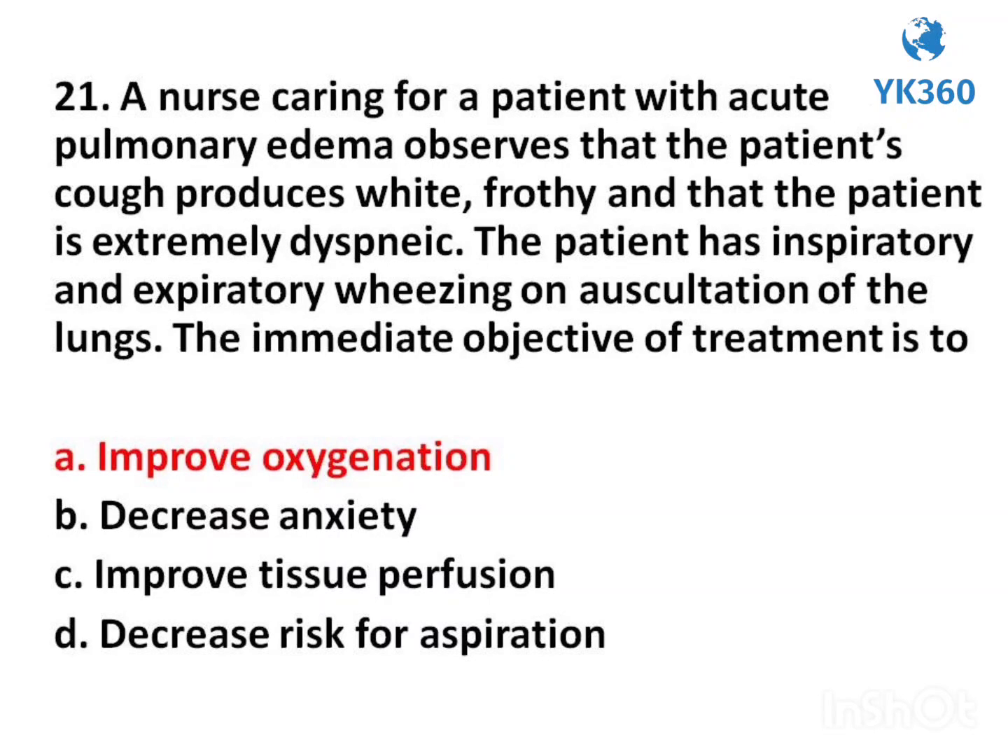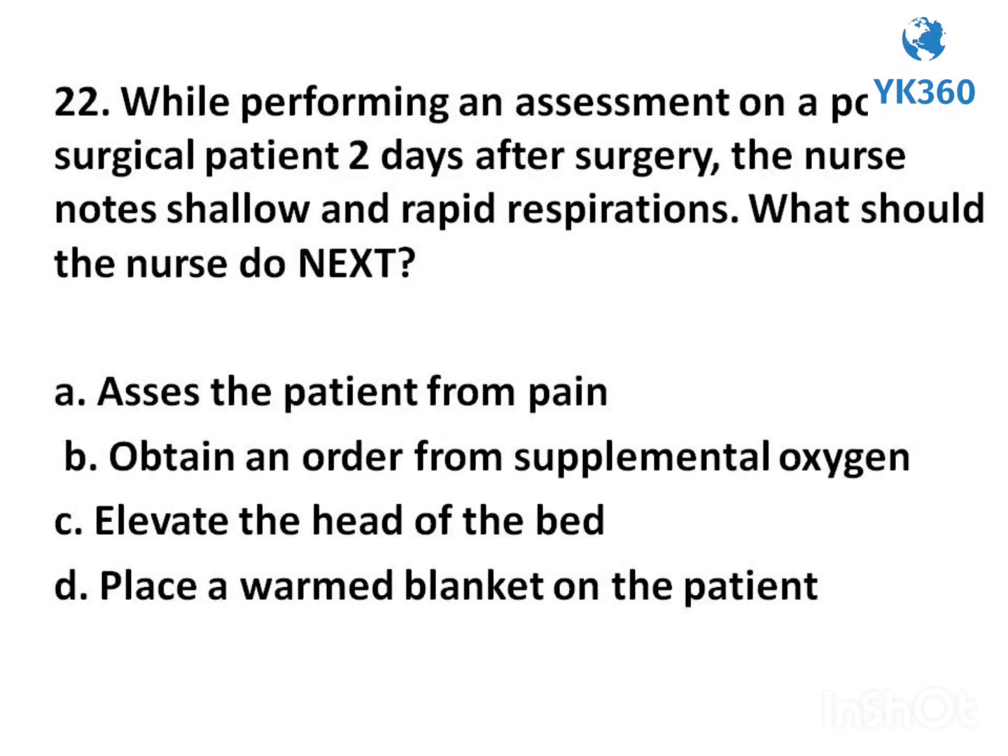Question number 22. While performing an assessment on a post-surgical patient 2 days after surgery, the nurse notes shallow and rapid respirations. What should the nurse do next? The options are A. Assess the patient for pain. B. Obtain an order for supplemental oxygen. C. Elevate the head of the bed. D. Place a warm blanket on the patient. Answer is option C. Elevate the head of the bed.